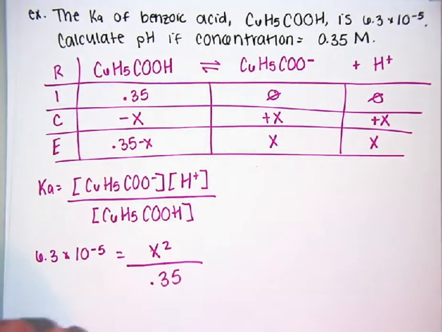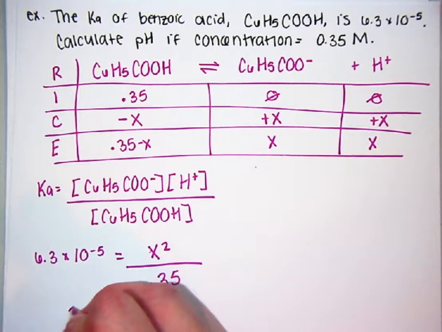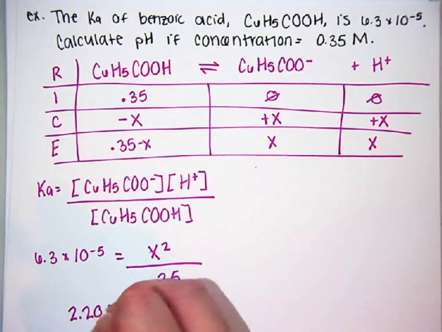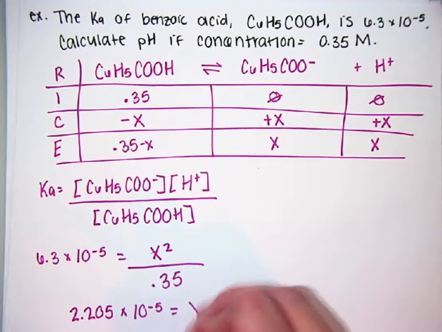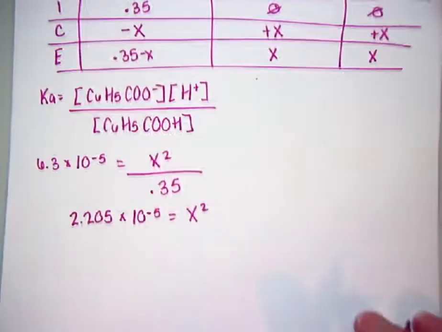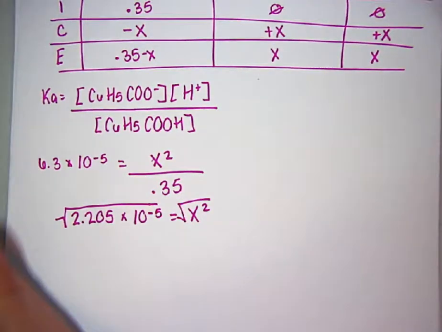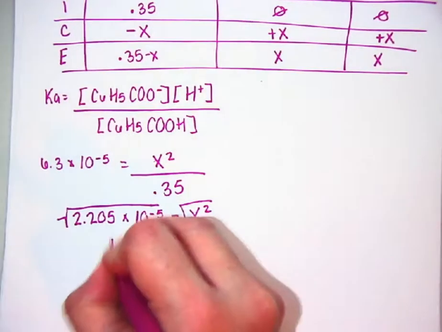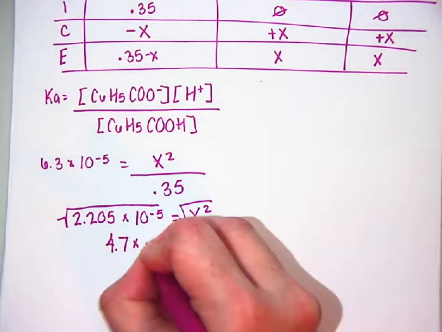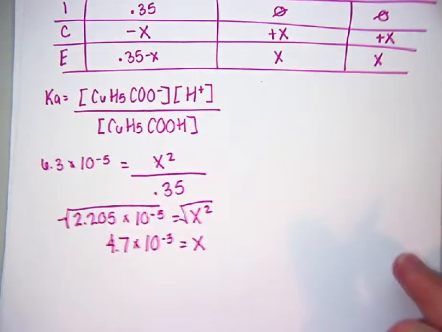Let's start by multiplying both sides by 0.35. This gives me 2.205 times 10 to the negative fifth equals X squared. To solve for X, next we need to take the square root of each side. And I get 4.7 times 10 to the negative third equal to X.